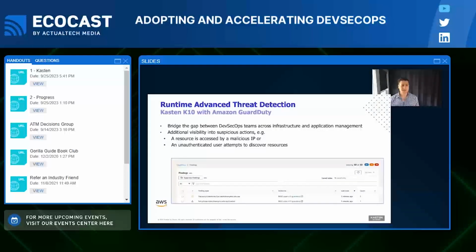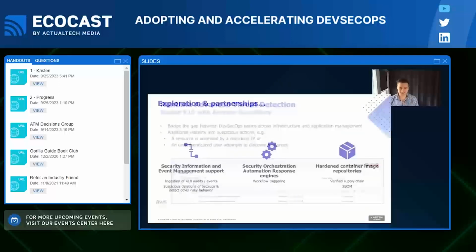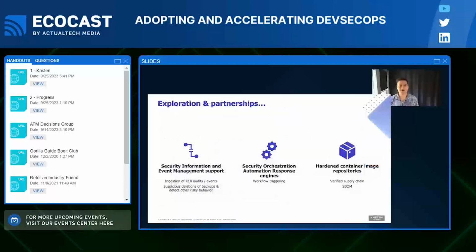For runtime advanced threat detection, we also integrate with Amazon GuardDuty. Similarly, we can bridge that gap across infrastructure and application management teams, and provide additional visibility into suspicious activity, whether it's malicious IPs or unauthenticated users trying to access our backups.